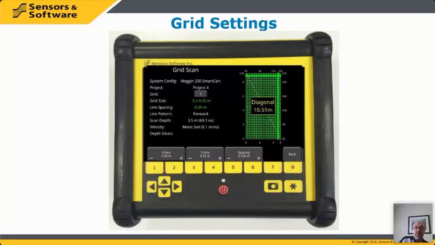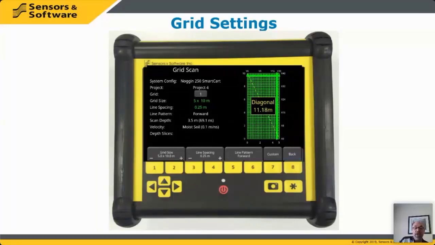And then you don't have to just collect a square. If it's rectangular, you can modify the size to collect a rectangular grid.